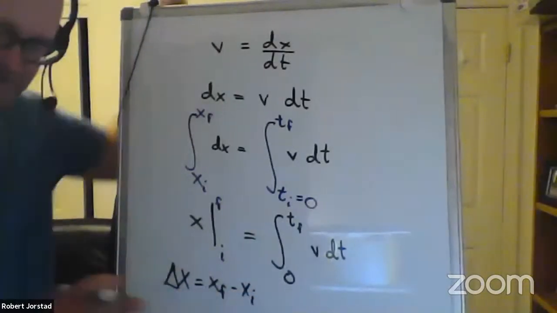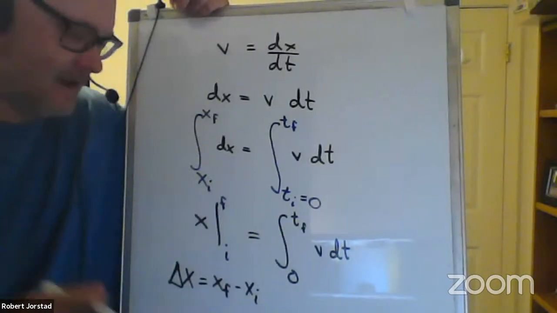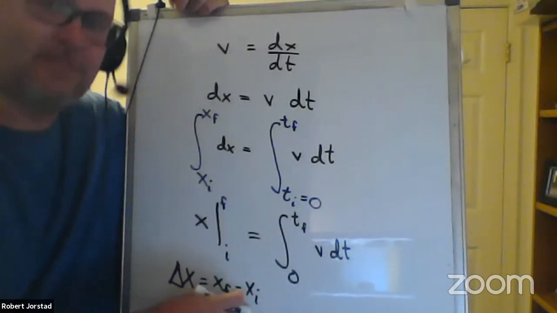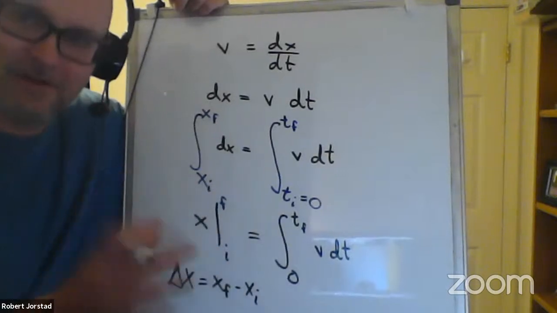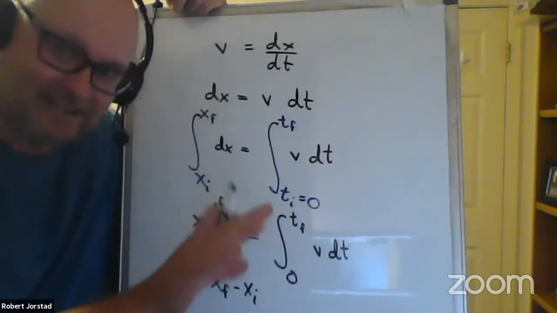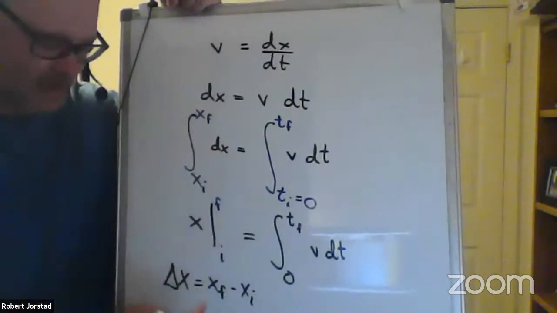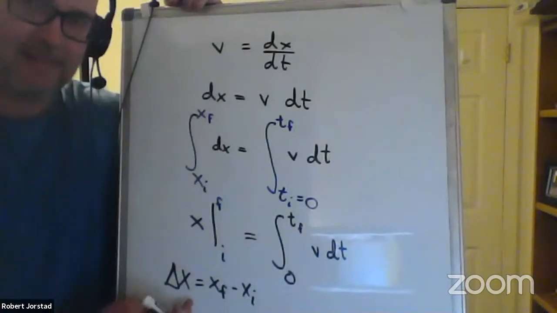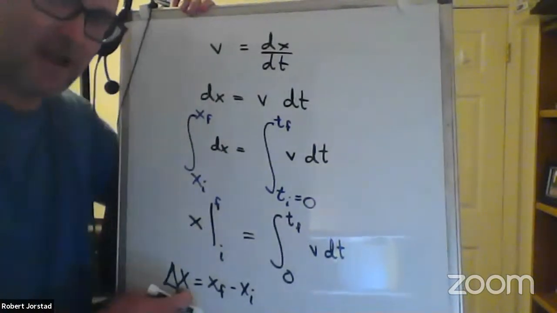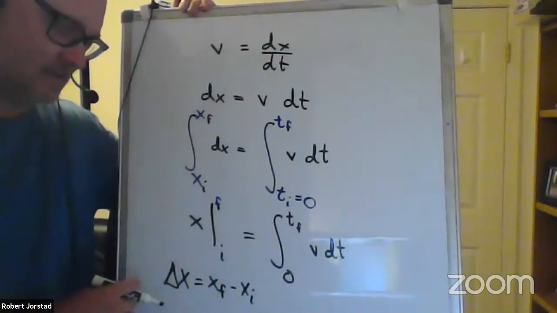Now, to be honest, in your math classes, usually x initial was 0 for every problem. In the real world, sometimes things don't start at the origin. Shocking, I know. So in the real world, the integral of dx is actually delta x. And this is confusing if you're not paying attention. But if you stick in these limits, hopefully that makes sense of this.